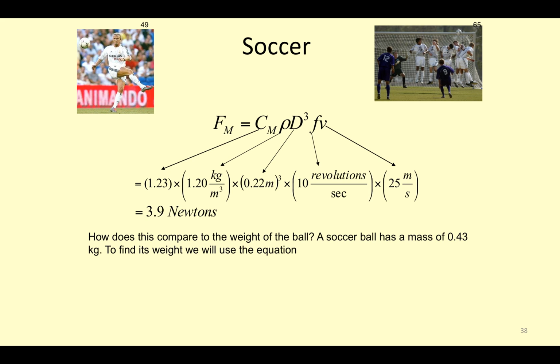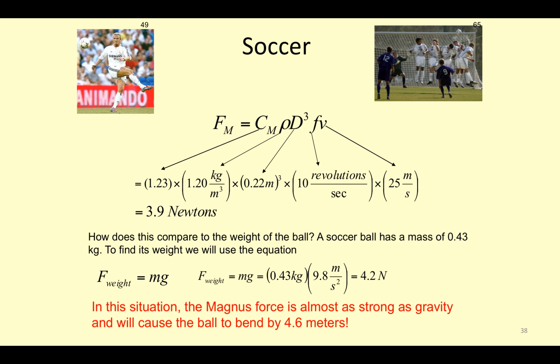How does this compare to the weight of the ball? The soccer ball has a mass of 0.43 kilograms. The weight would be m times 9.8. So it's 4. So it's equal. It is almost as strong as gravity and will cause the ball to bend by 4.6 meters. Right? It won't keep it from falling, but it will make it bend about 4.6 meters. That's amazing.